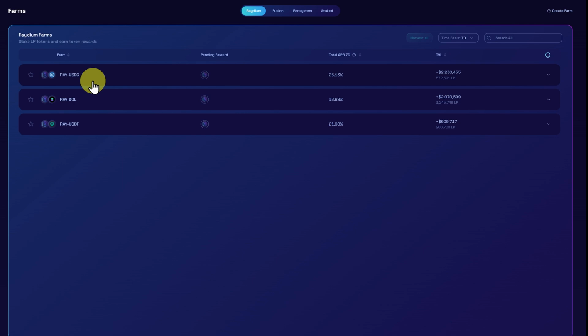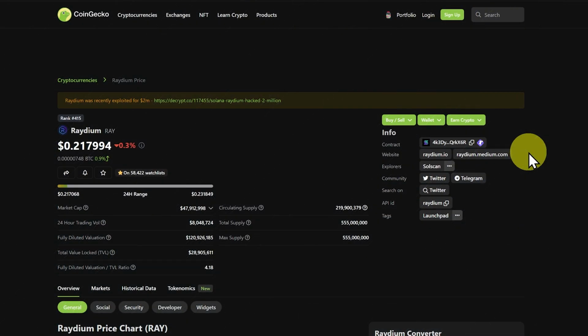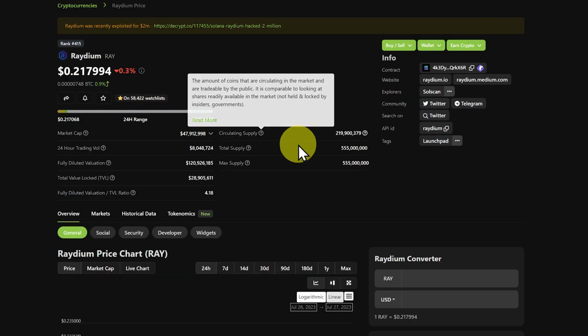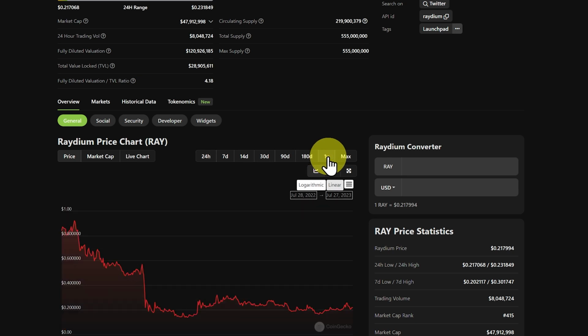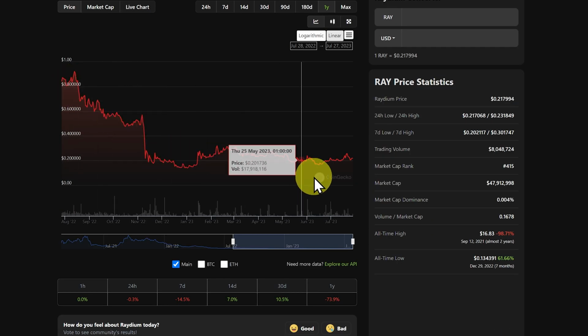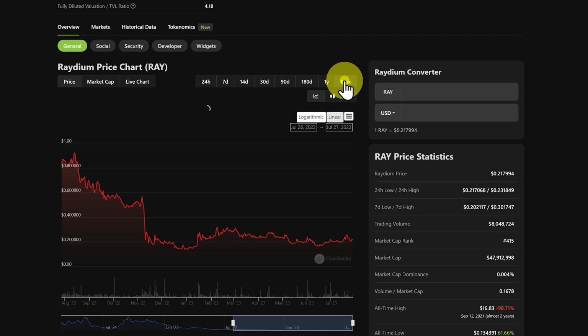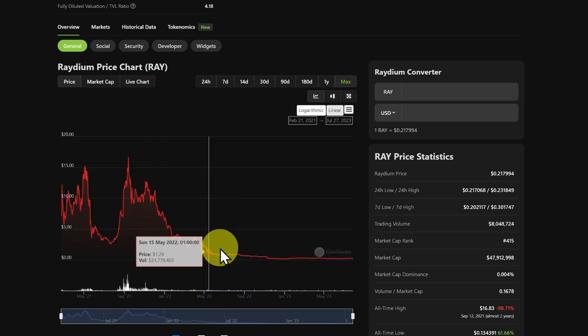So let's have a look at them on CoinGecko. Let's have a look at Raydium. We can see the price is 21 cents. Let's zoom out to say 1 year. It's been in a downtrend for quite some time. If we go max, it's been in a downtrend forever.